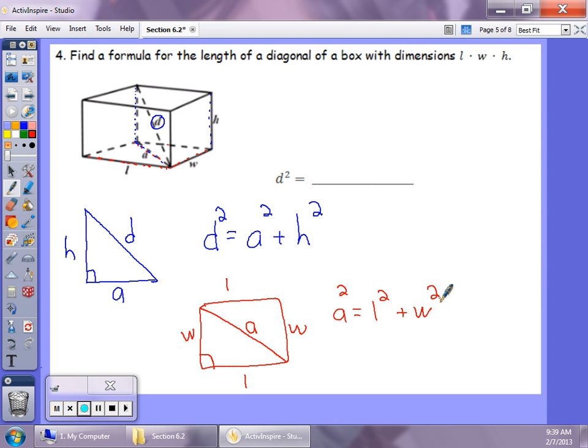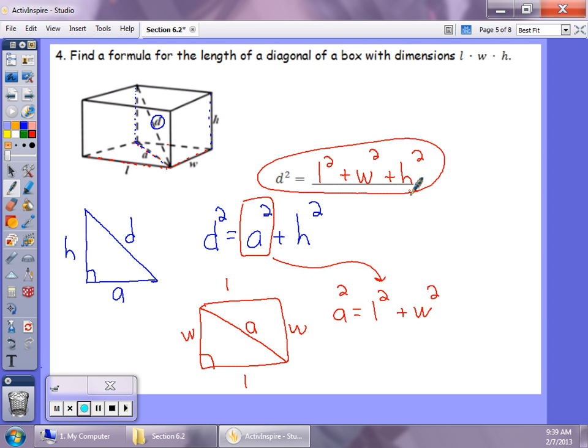So now what we can do is use what we know about the substitution property, and in the original equation, we can take out A squared and replace it with length squared plus width squared. So to find the diagonal of any box or any cube, you can use the diagonal formula. So D squared now becomes length squared plus width squared plus height squared. So this is the formula to find the diagonal of any box.